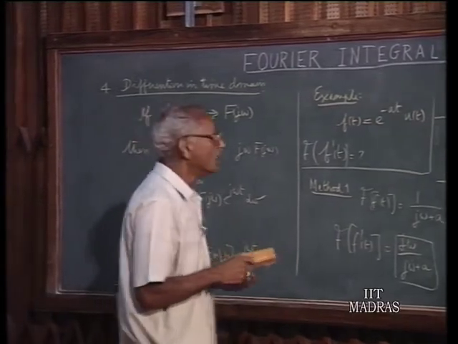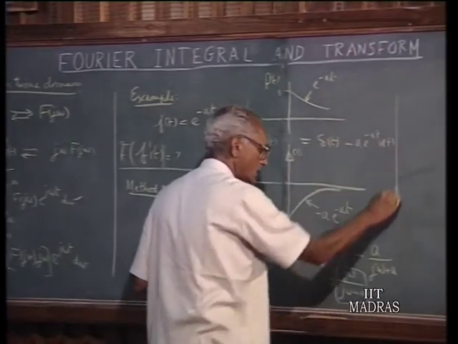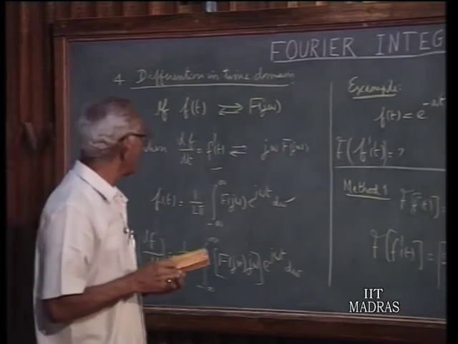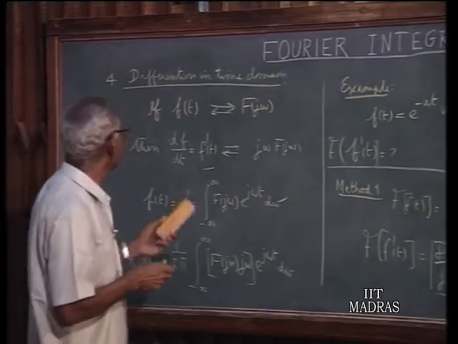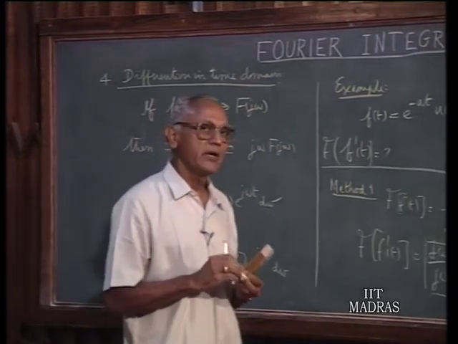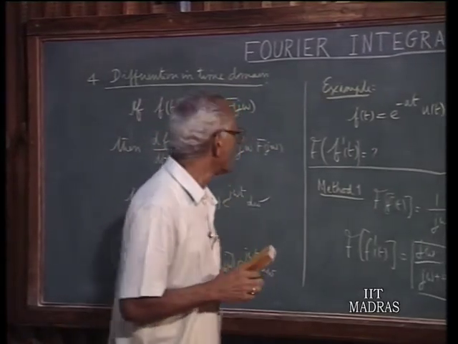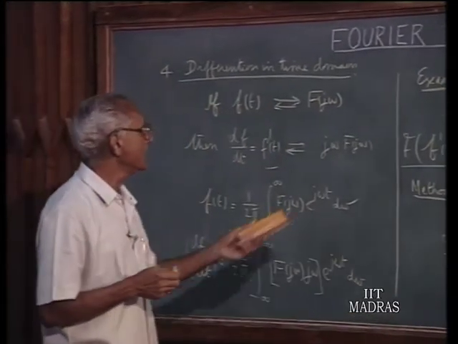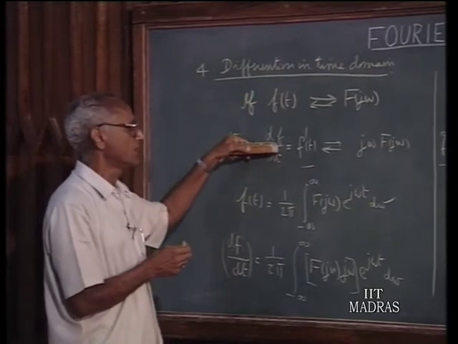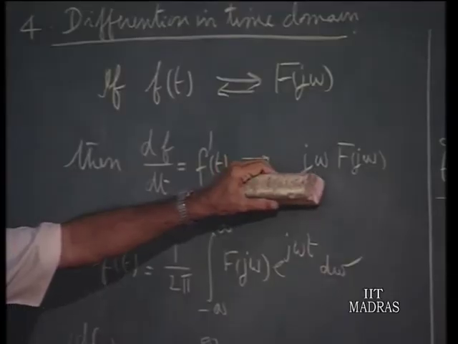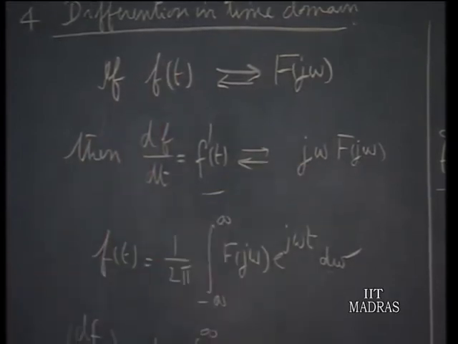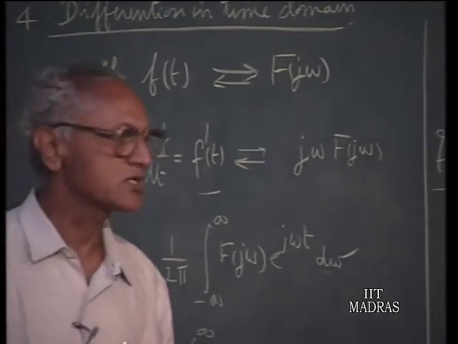Now, I would just introduce a topic, but we will not carry this out. What one might argue is, if differentiation is equivalent to multiplication by j omega in the time domain, would it mean that integration will be equivalent to division by j omega? After all, this signal is obtained by integrating this signal. Therefore, if you have some Fourier transform for that, the Fourier transform of the original signal must be obtained by dividing this by j omega. This is true up to a point, but it is not quite true.